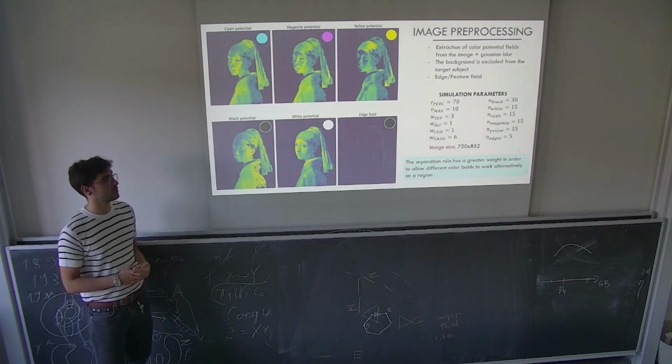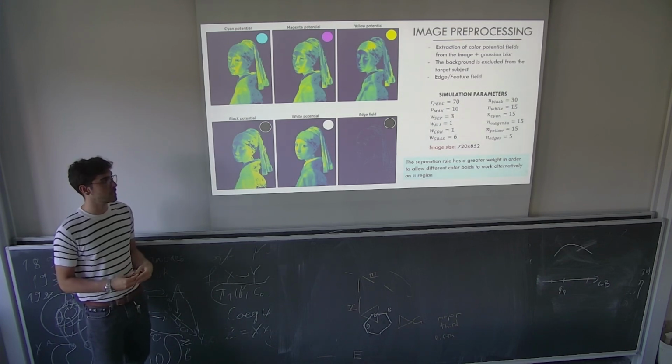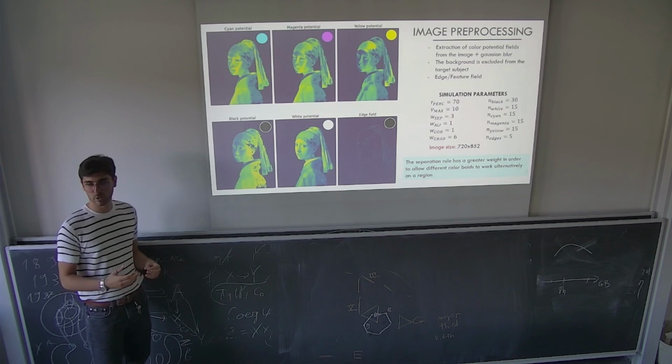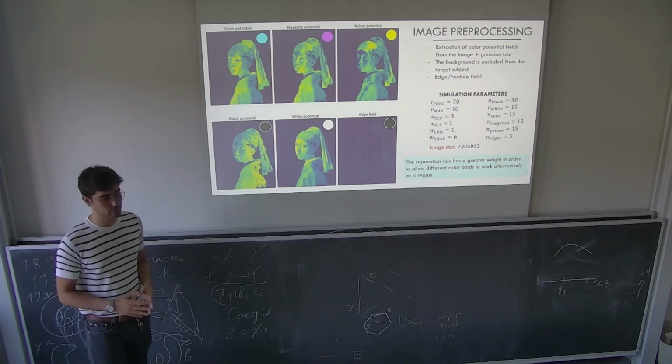As you can see, I gave much more importance to the gradient, and I also gave a lot of importance to the separation rule rather than the others. This will be clear in a second, but basically what the separation does visually is allowing the Boids to explore all the image space and cover all the regions.